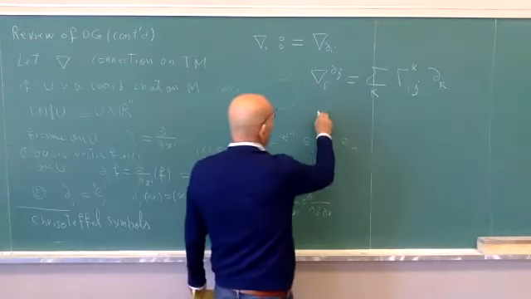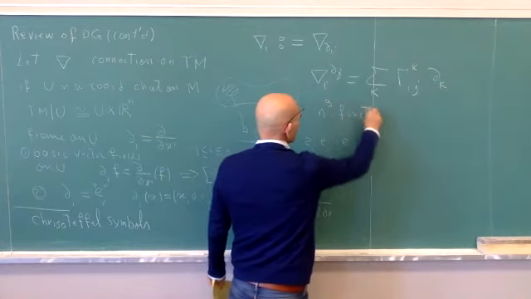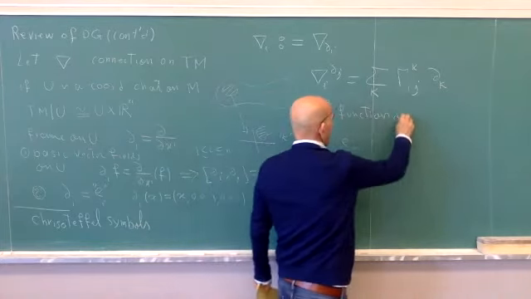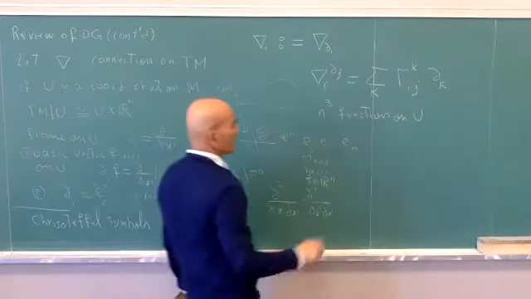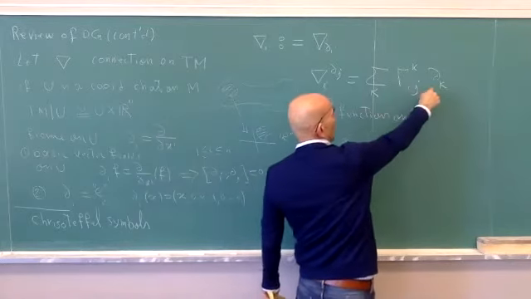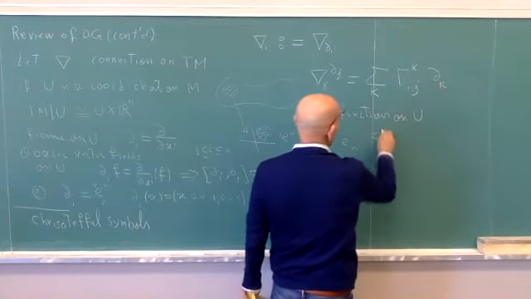So these n-cubed functions on U, which is the base of the coordinate chart, and I'm using the coordinate chart because I'm using ∂k now, are called Christoffel symbols.